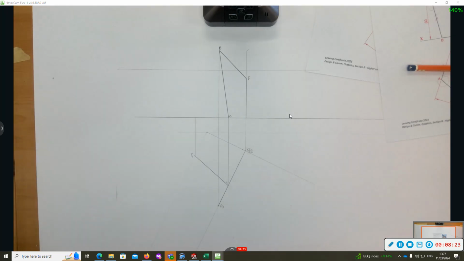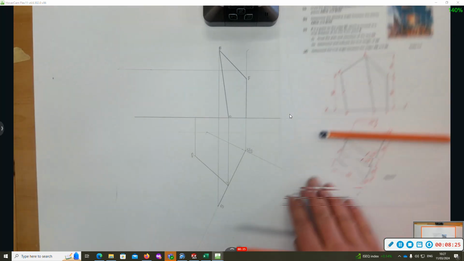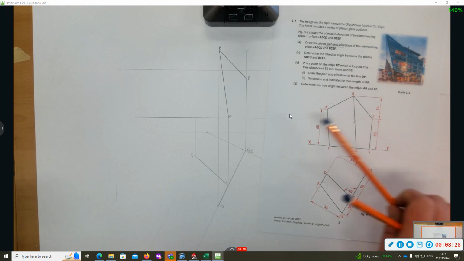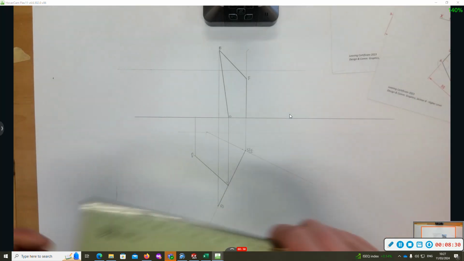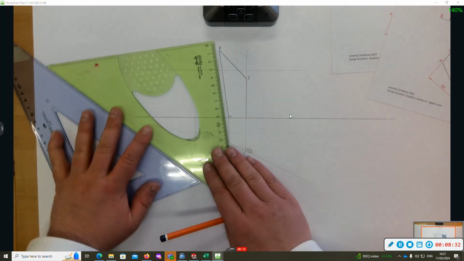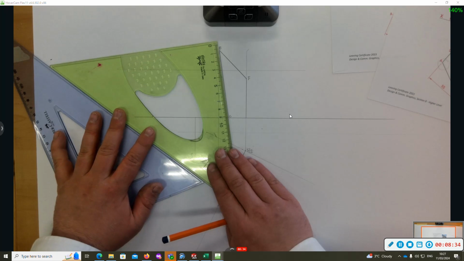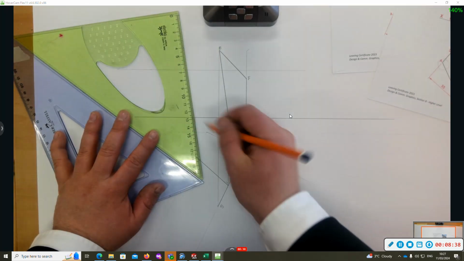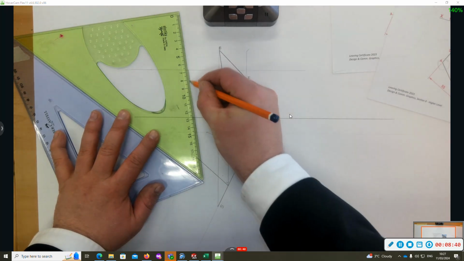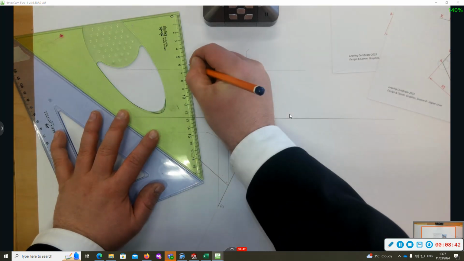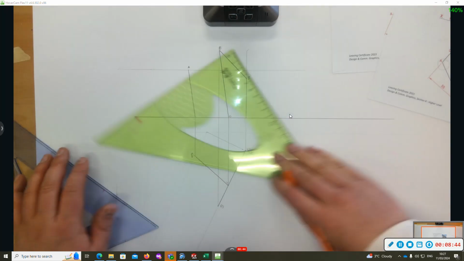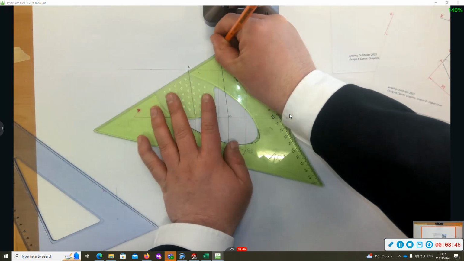Now parallel lines are parallel in every orthographic view, so BC and AD are parallel. So I'm lining my set square up with BC. I'm sliding it up here, so here's point A. I can join A to B.